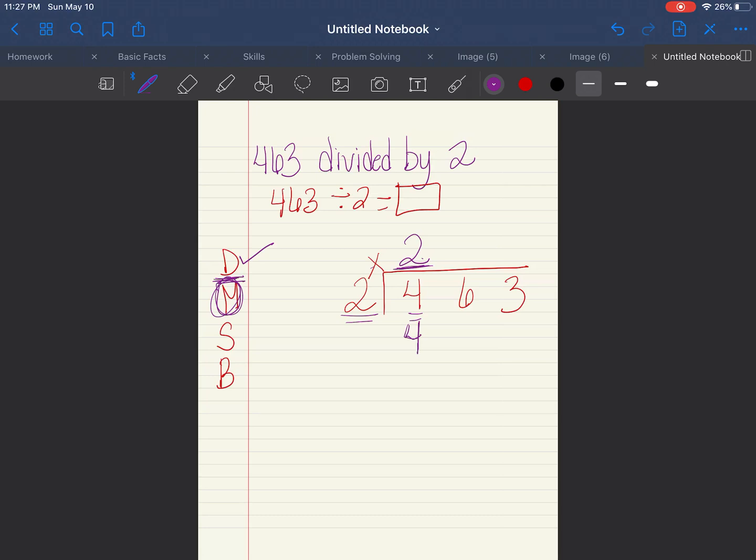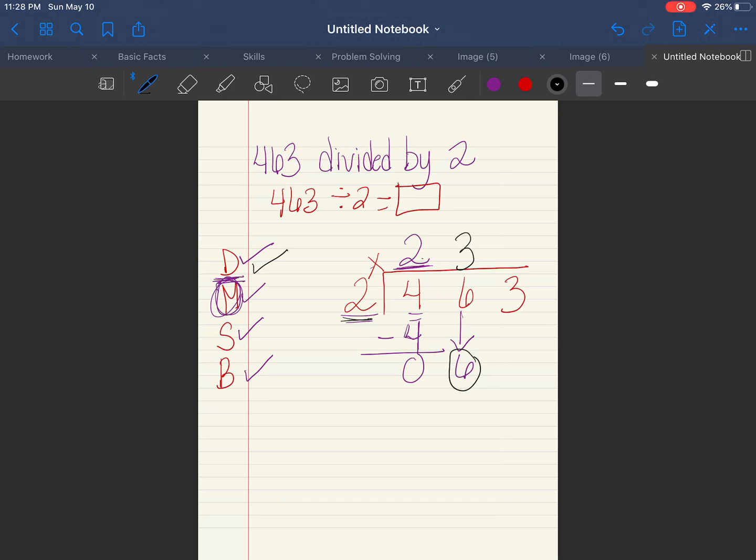Write it down. Notice that in the first step when we divide, we only write the number at the top. When we multiply, that's when we actually write it down, our product. Check mark. Now I'm going to subtract. 4 minus 4 equals 0. B stands for bring down, so I'm going to bring down the next digit, which will be the 6. Check mark.